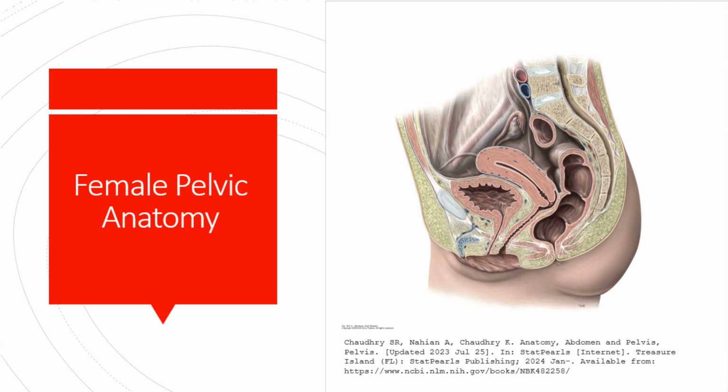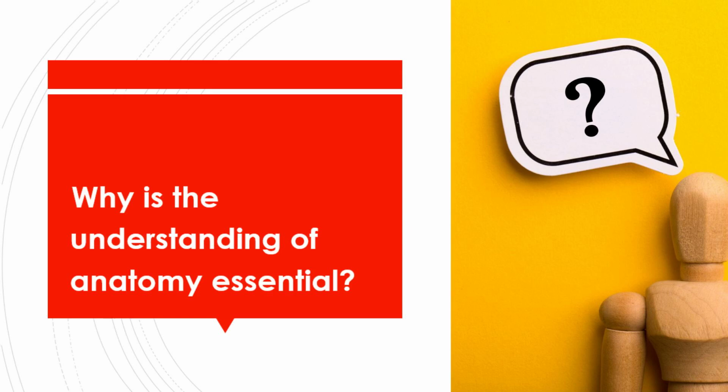Not visible in this view are blood vessels: the internal iliac artery and its branches, including the uterine artery, supply the pelvic organs, and nerves like the pudendal nerve, which innervates the external genitalia and perineum. By thoroughly understanding female anatomy, cesarean section providers can ensure safer procedures, reduce complications, and improve outcomes for both mother and baby. Knowledge of anatomy helps optimize incision placement and avoid complications.